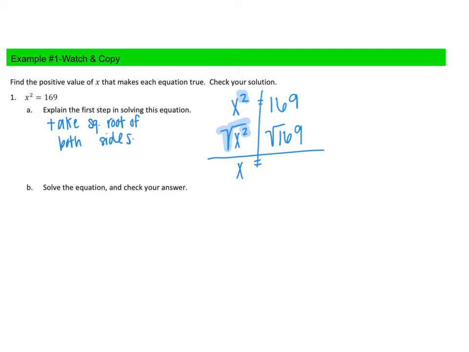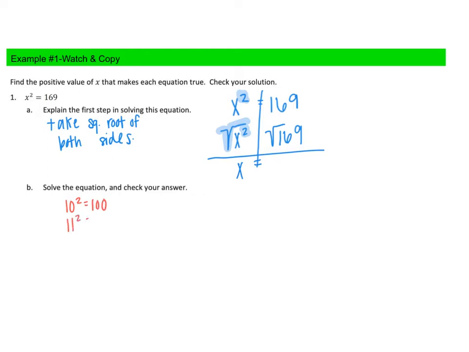All right. And then on the bottom it says, solve the equation. Check your answer. Well, 169, I know that I've seen that number before, so I'm guessing it's a perfect square, but I'm going to start with 100, which is 10 times 10, or 10 squared. And I'm going to move forward.